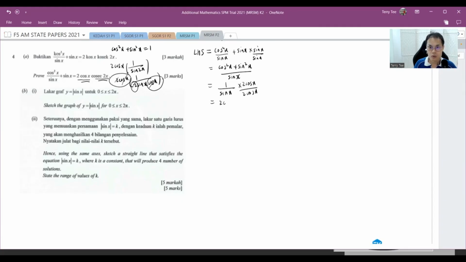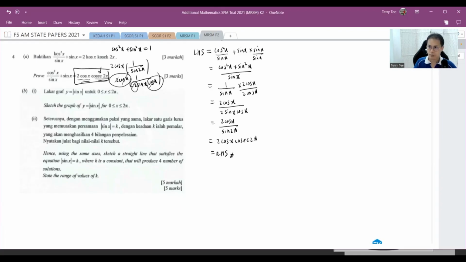So let's keep the 2 cos x on top. As for the denominator, I'm going to write 2 in front, 2 sine x cos x. And once you got the 2 sine x cos x, we can just combine it and write this as sine 2x. This is from the double angle formula for sine 2x. And now look at the right-hand side. I can see there's a cosecant. So I bring it up. 1 over sine is cosecant. So I'll write this as 2 cos x and cosecant 2x. And therefore, this is the same as our right-hand side.